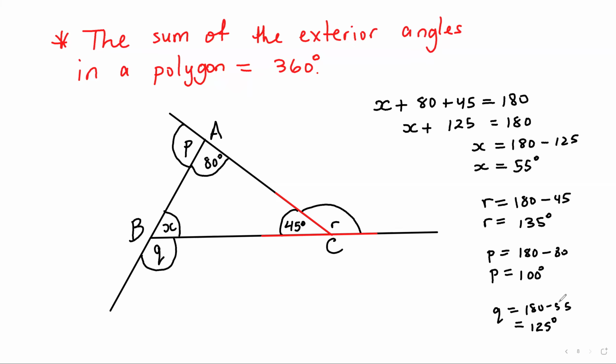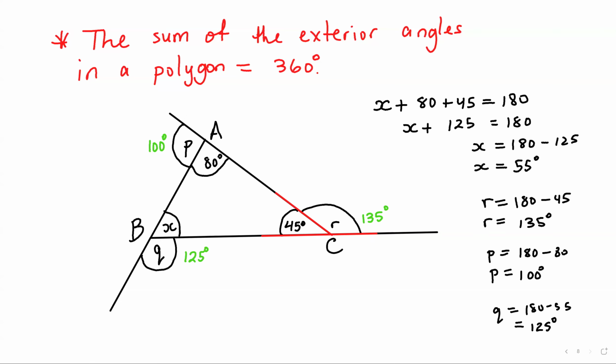And now I have found all the angles. I'm just going to put them in, right? So X is 55 degrees because X and 80 and 45 are the three angles within a triangle, right? P is 100 degrees because P and 80 degrees are on a straight line, which means that they add up to 180. 45 and R are also on a straight line, so that makes R equal to 135 degrees. And finally, X and Q are on a straight line, which makes Q 180 take away 55, which is 125 degrees.